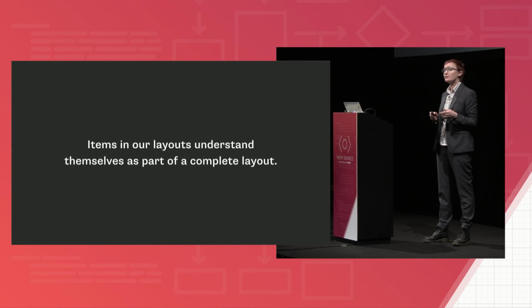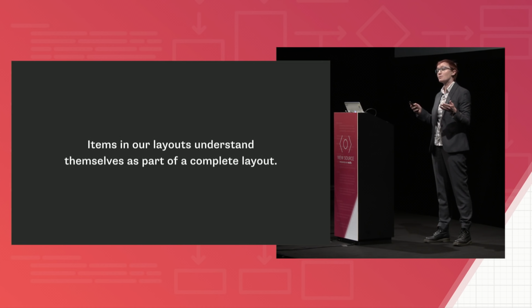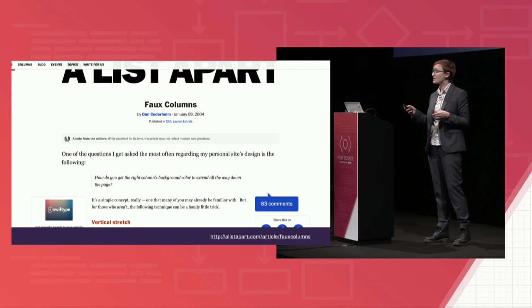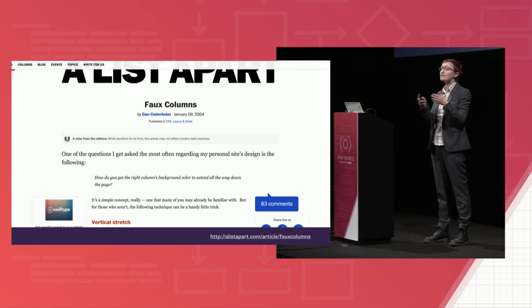And a lot of the problems in these existing systems happen because we can't tell one element that it needs to respond to another. If I float two blocks left and right and one is shorter than the other, I've got no way to tell the shorter block, hey, could you just be as tall as that one next to you? It just doesn't know it's there. And we've been trying to create these full-height columns for years. If you're old like me, you might remember the faux columns technique, using a vertically tiled background image to create the visual impression of a full-height column.